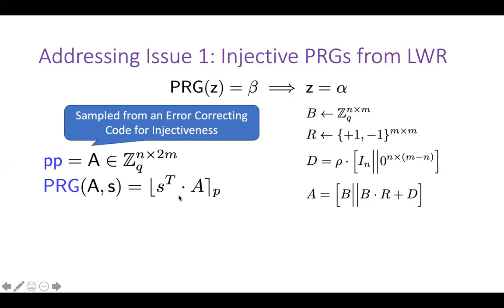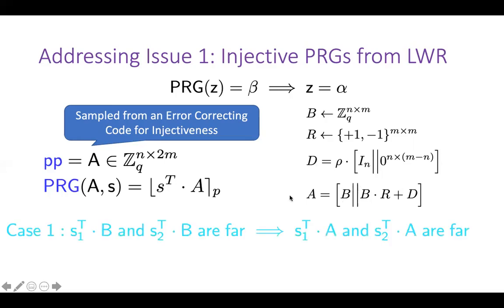So basically, we want to prove that S1 times A and S2 times A are far from each other. So even when you scale down the modulus, they don't collide. We divide the proof into two cases. In the first case, we assume that the first component of the PRG, S1 times B and S2 times B, are far from each other. That essentially means S1 times A and S2 times A are also far by default.